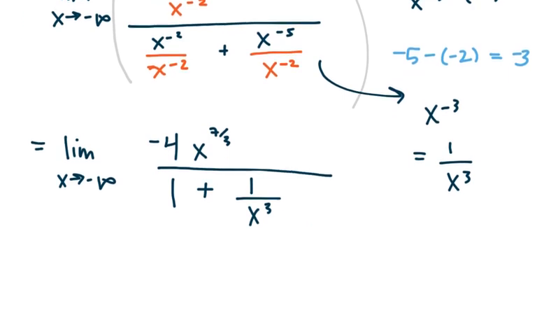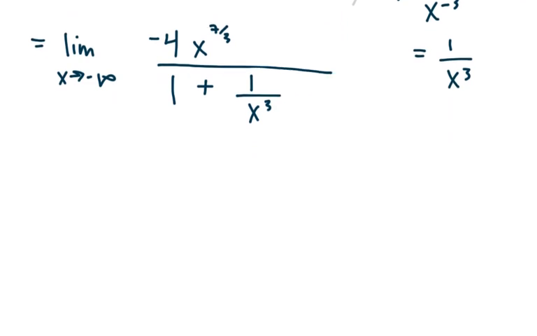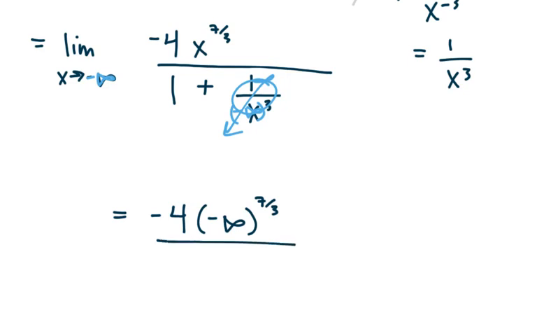All right, so now I know if I were to plug my negative infinity in, negative infinity cubed is going to be a very large negative number, but this term is going to go to 0. And 1 plus 0 in my denominator is just going to be dividing by 1. So we're going to end up with negative 4, negative infinity to the positive 7/3 over 1 plus 0. 1 plus 0 is just 1, and dividing by 1 goes away.